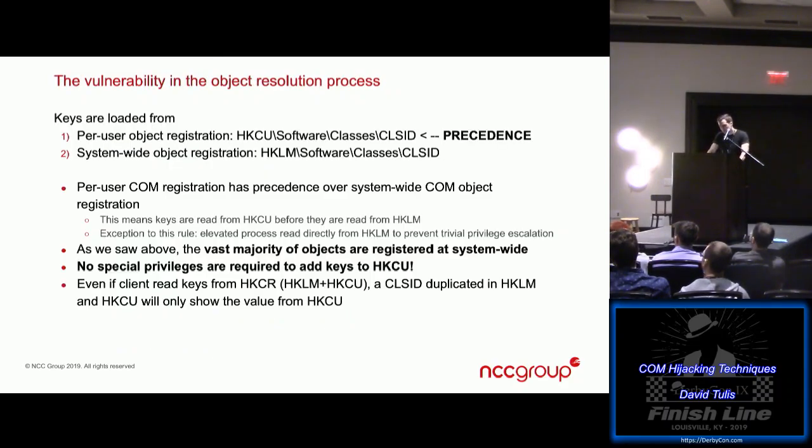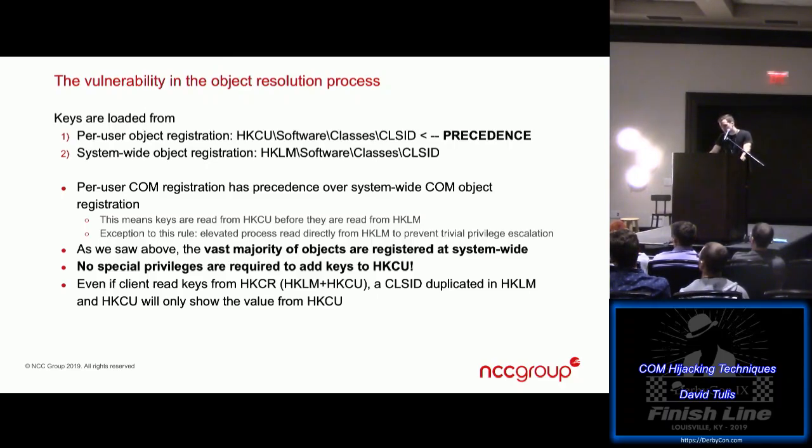So, if you weren't paying attention before to all the boring stuff about COM internals, I'm going to talk about the fun part now. So, recall that objects can be registered either per user or system-wide. Per user, objects have precedence. Any object that's registered in the HKCU hive will be loaded before an object that's registered in the HKLM hive. The exception to this rule is high-integrity processes. They read directly from the HKLM hive because it would be trivial to escalate your privileges if high-integrity processes were reading from the HKCU hive.